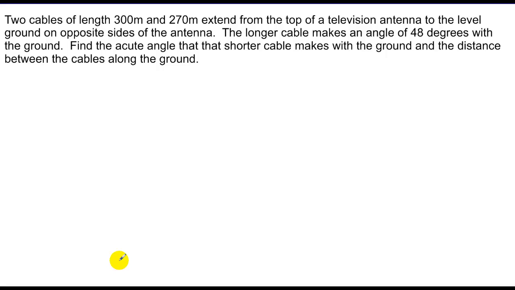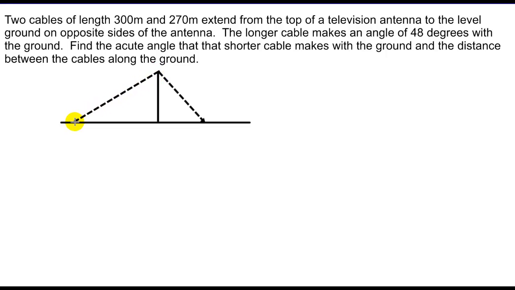So now we've got a word problem, and the hard thing about word problems is you're going to have to draw the picture on your own. So you've got two cables with separate lengths that extend from the top of a television antenna, which is level to the ground, and on opposite sides of the antenna. So what the heck does that mean? It means that I've got some ground, I've got some antenna going up, and then I've got these two wires coming off the top of the antenna. One here and one here. And notice they're not the same length.